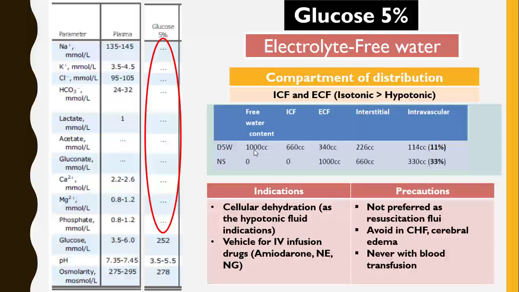So the indication is cellular dehydration, as an indication of hypotonic fluid. I will describe the indications of hypotonic fluids in the next slides. It is also used as a vehicle for certain IV infusion drugs like amiodarone, norepinephrine, and nitroglycerin. Precautions: not preferred as a resuscitation fluid. Avoid in congestive heart failure and cerebral edema. Never with blood transfusion, and we know now why, because any hypotonic solution with the blood cells can cause blood hemolysis. And avoid with congestive heart failure and cerebral edema, because it will increase the interstitial space and cause more and more edema.